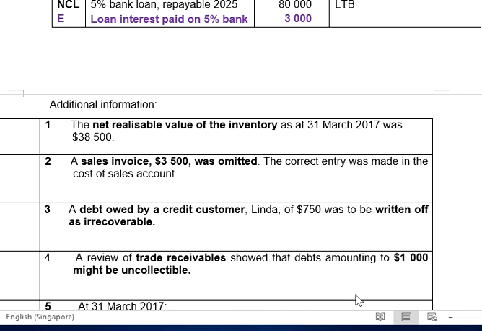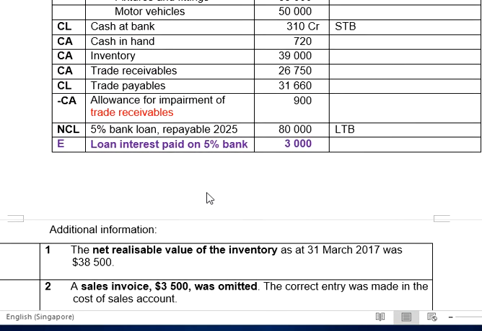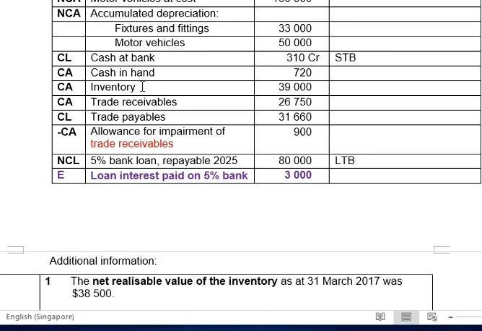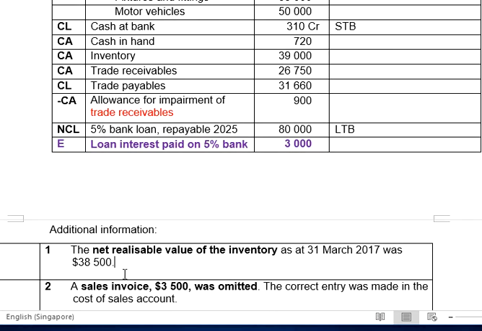The first adjustment, net realizable value of inventory, is the potential selling price of inventory. Compare this value to the cost price of inventory, which is found in the trial balance. The cost price is $39,000, while the predicted potential selling price of the goods is lower, $38,500. In accordance with the prudence concept, the business must recognize this potential loss on the inventory.